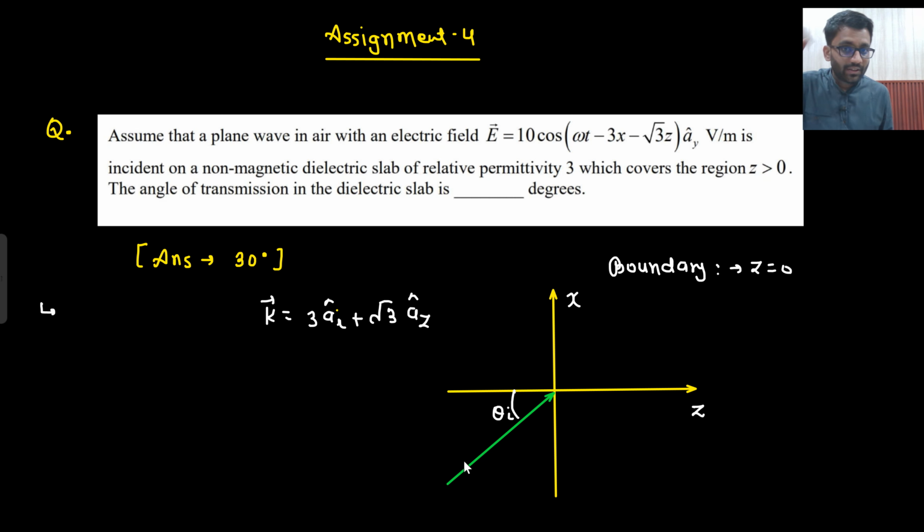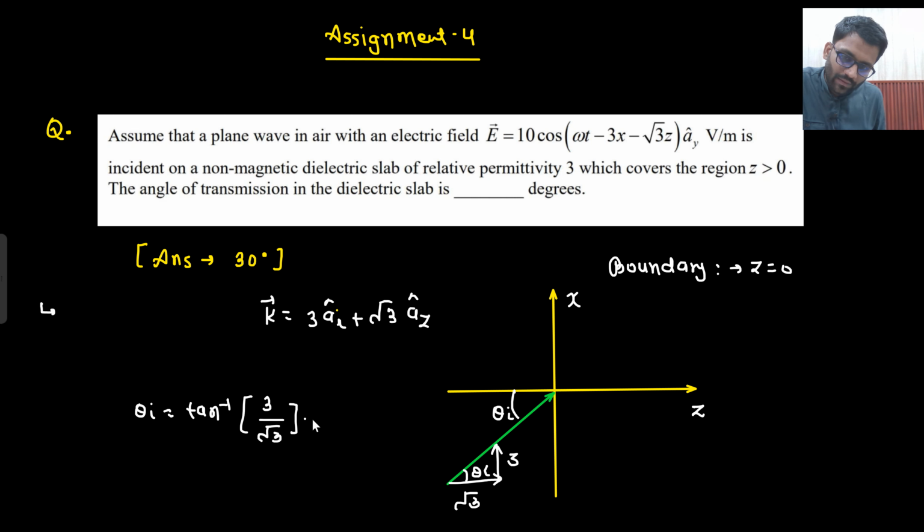In z direction you are having under root 3, and in x direction you are having 3. So what will be this angle? This is theta I only. If this is theta I, this is also theta I. So theta I is equals to tan inverse 3 by under root 3. So that is 60 degree. So theta I is equals to 60 degree.